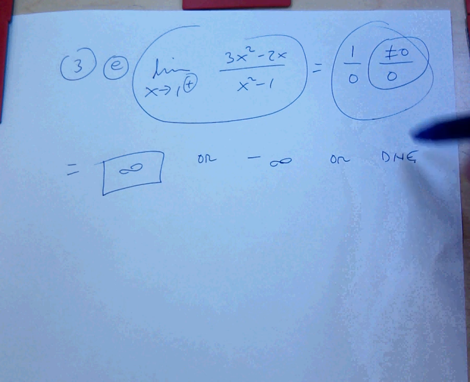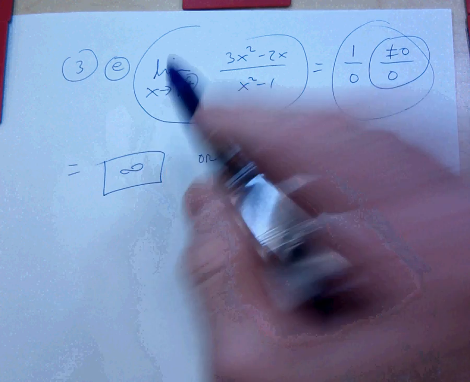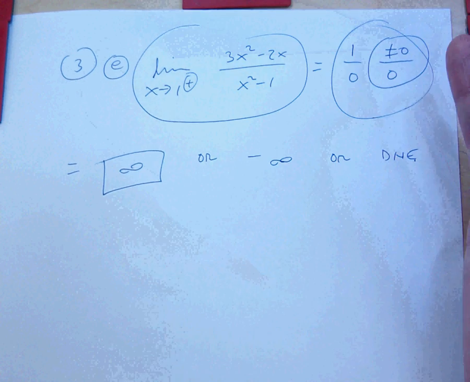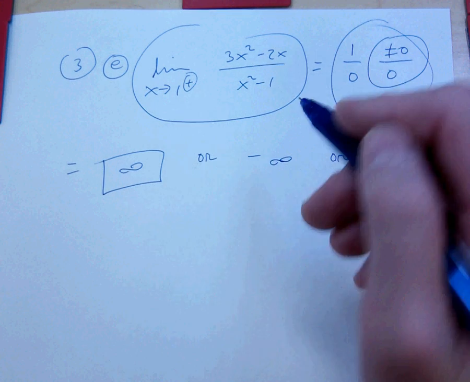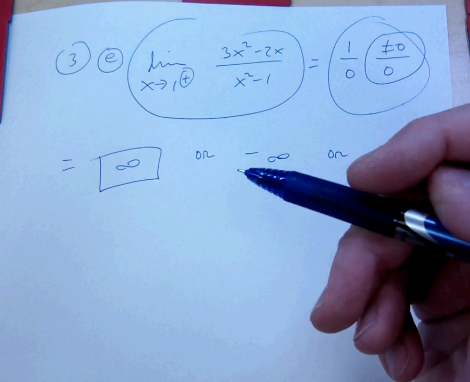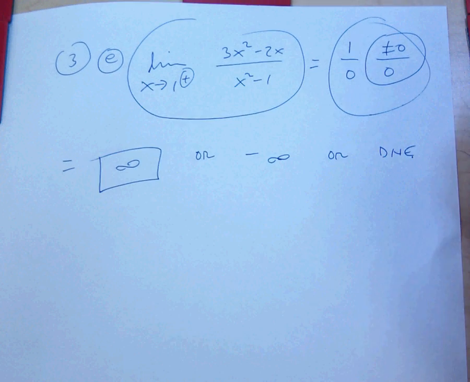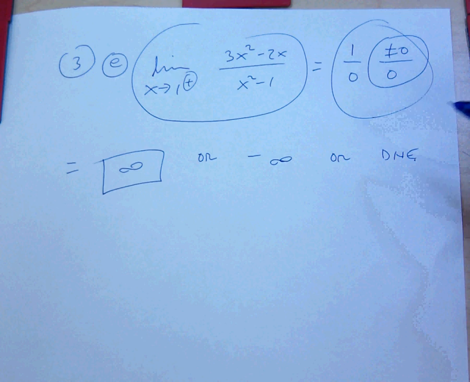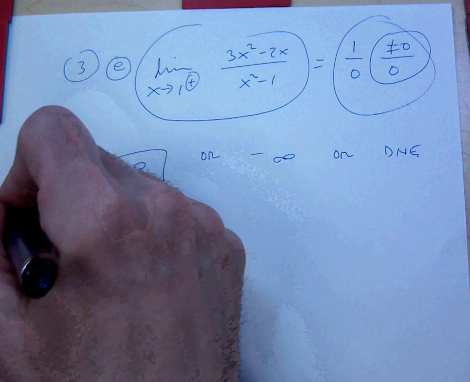The only way it would be does not exist is, first of all, if that wasn't there, then you have to check from the right and the left. And suppose one was positive and one was negative, right? Then the limit does not exist. Or suppose this was a radical function where when you plugged in the number, you got undefined, like a negative inside a radical, that would be does not exist as well. But if you get a positive number, it's positive infinity. If you get a negative number, it's negative infinity. Right? Okay, what else?